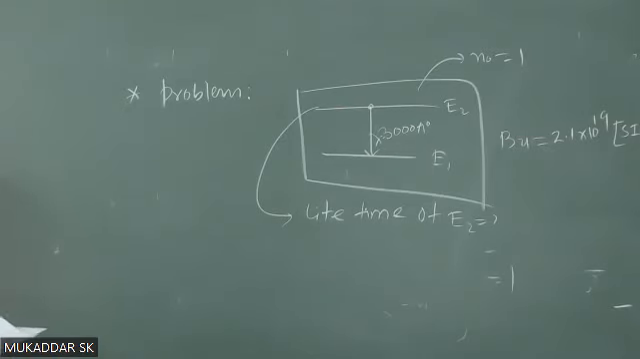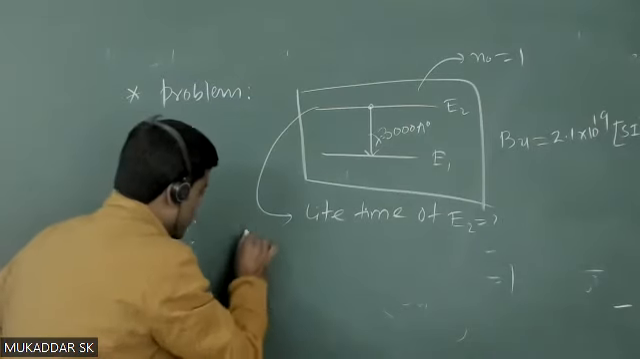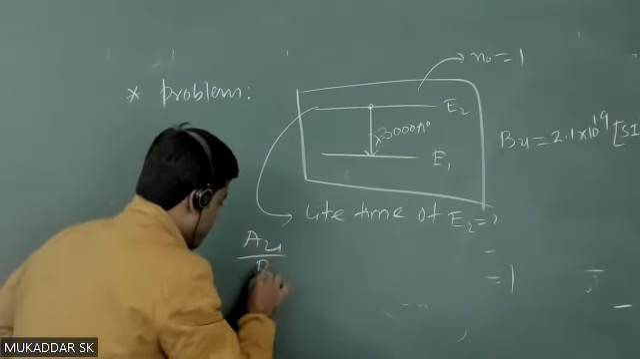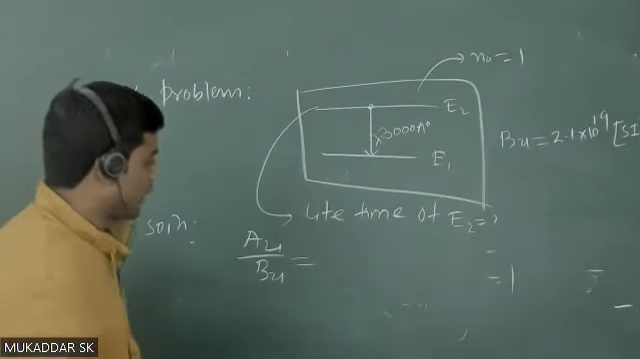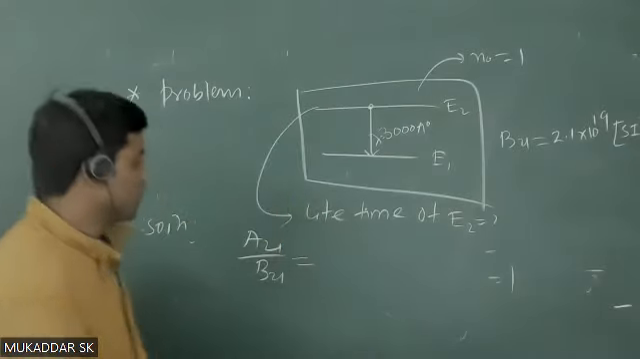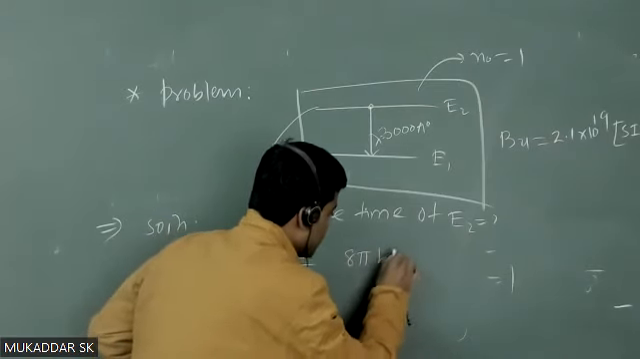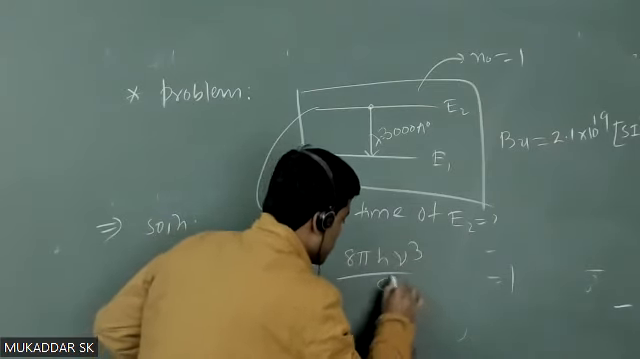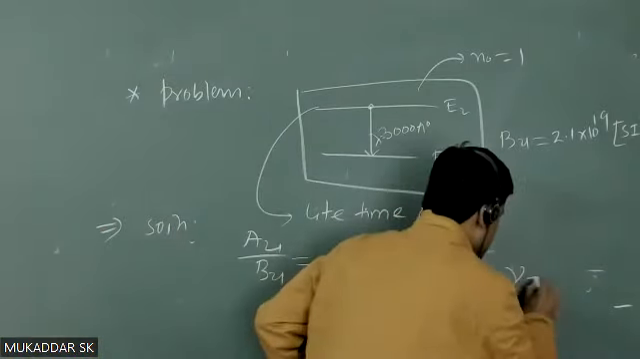How will we proceed? A21 by B21 is equal to 8 pi h. Exactly. So we know this relation, right? A21 by B21, when n naught equals 1, is nothing but 8 pi h nu cube divided by c cube, right? And we know nu is nothing but c by lambda.